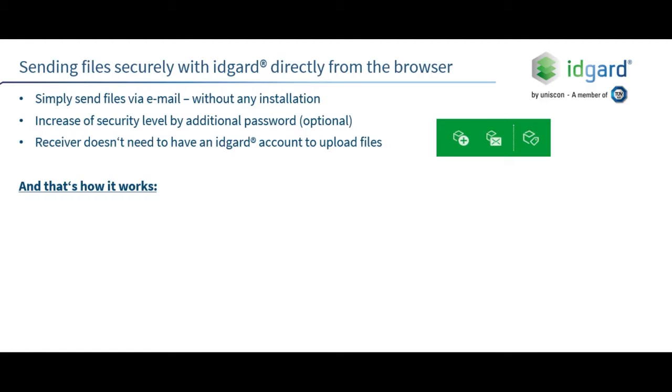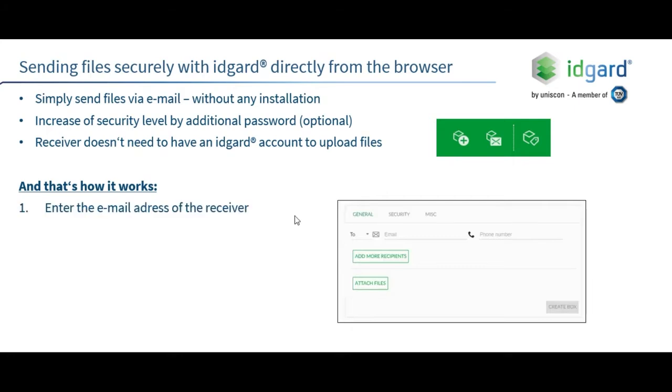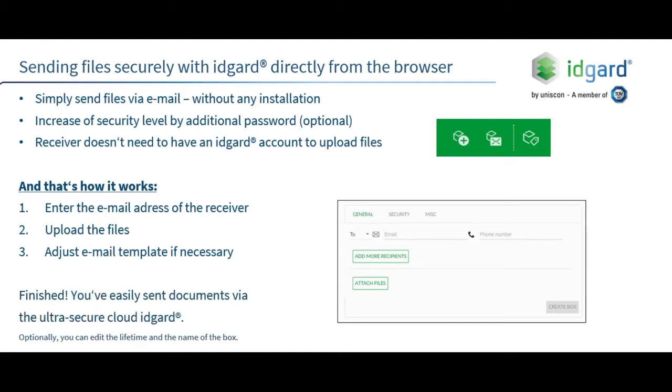And how does it work? You first click on the button with the box and the envelope, which you can see here. And then you simply need to select the receiver's email addresses, upload the files, and if you want, you can adjust the email template and click on Send. That's it. It's that easy and quick with the feature BoxMail.